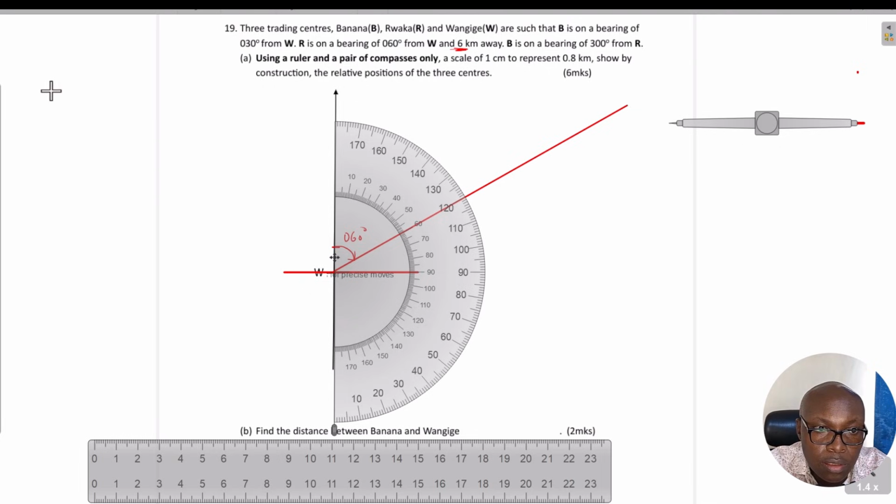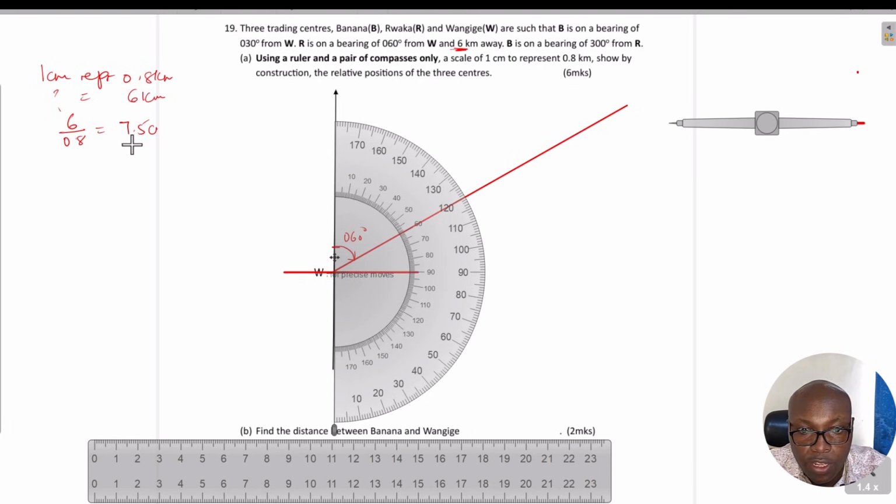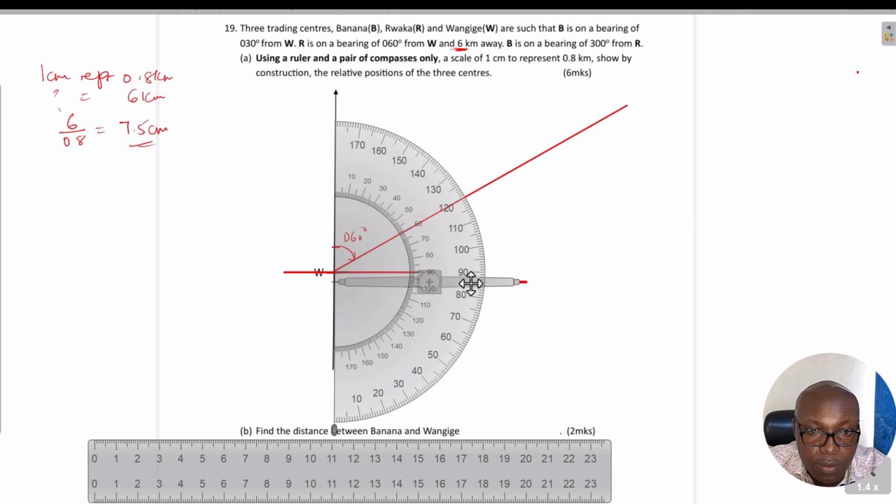You're given this scale that 1 centimeter represents 0.8 kilometers. So what about 6 kilometers? How many centimeters are you going to measure for that? So you cross multiply: 6 divided by 0.8, and this will be 7.5. So you have to measure 7.5 centimeters. This is what I'm going to do. You simply take that measurement, 7.5. I'll use my pair of compasses here. It is calibrated.